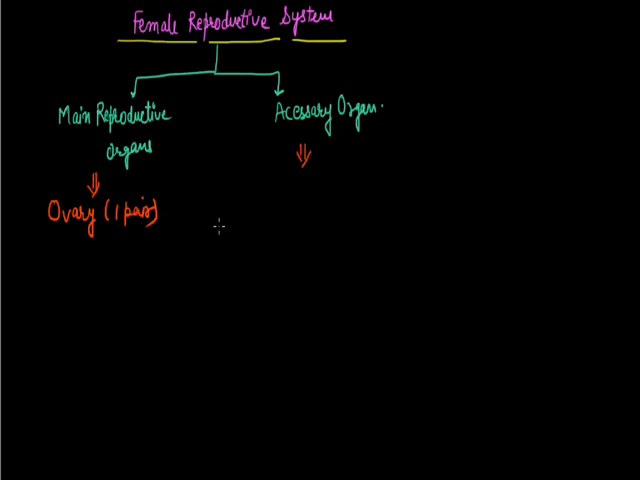While in the case of accessory organs, we discuss the organs which are related with the transportation of ovum and development of embryo. So here the structures are oviduct. The next structure is uterus. The next one is called cervix, and after that vagina.